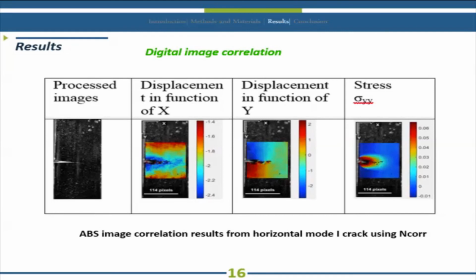We will now look at the results of the digital image correlation. The following figure represents the displacement and stress fields obtained by the DIC method. As we can see, the high concentration of stress is located in the notch root.